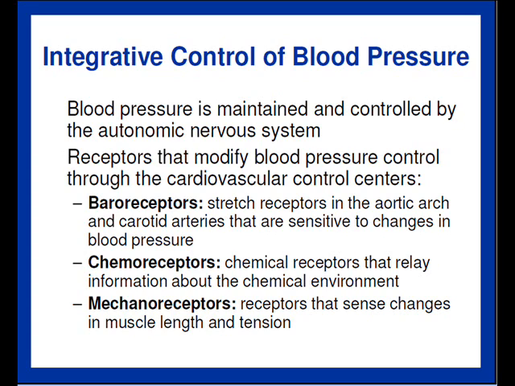Okay, integrated control of blood pressure. Blood pressure is maintained and controlled by the autonomic nervous system, it certainly is. Okay, we'll talk about certain receptors that can modify the blood pressure control through what we call cardiovascular control centers, located in the upper spinal cord, actually in the brainstem. Okay. Baroreceptors, we spoke about those before, so these are stretch receptors located in the carotid arteries that are sensitive to change in blood pressure. We have chemoreceptors, these are, if you like, chemical receptors that relay information about the chemical environment, pH, CO2, O2, and mechanical receptors that sense changes in muscle length and tension.